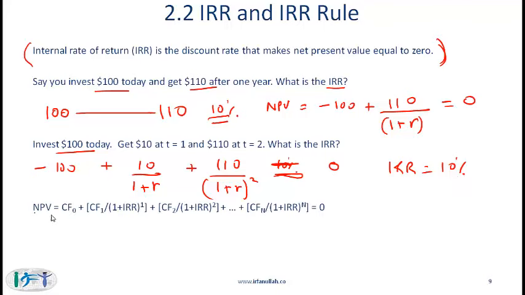Now this is the somewhat complicated looking expression, which is essentially saying what I have already said. The NPV of a project is equal to the cash flow at time 0, which in this example is minus 100, plus the first cash flow, which in my example is 10, divided by 1 plus the IRR, and then you add the second cash flow divided by 1 plus IRR squared, and so on. If we had additional cash flows, you just keep adding over here. Now IRR is that return which will make this overall NPV equal to 0.